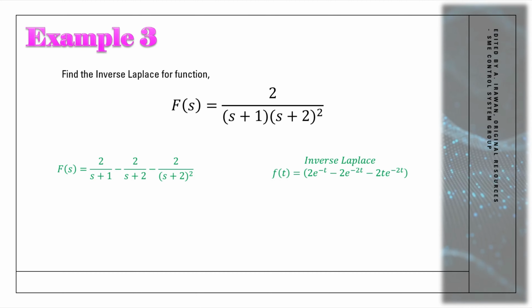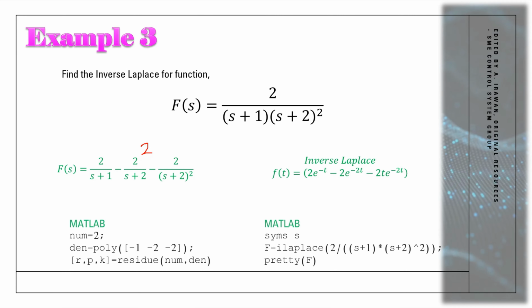Let's say we have this F(s) with (s plus 1) and (s plus 2) to the power of 2. So we need to split this using the theorem method first. Second, we go to the inverse Laplace transform, and then we get the time domain answer.